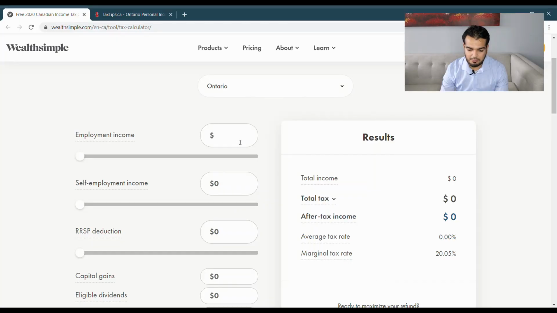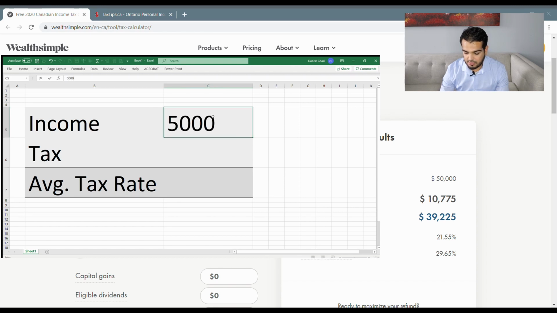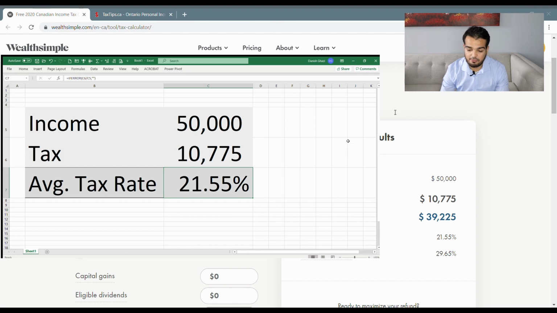Let's run through an example so you can see how all this works. Let's say you live in Ontario and made $50,000 of employment income. You can see that your total tax on that $50,000 is $10,775, meaning that on average, your tax rate is 21.55%, right? So if we take $10,775, divide that by $50,000, you'll get 21.55%.